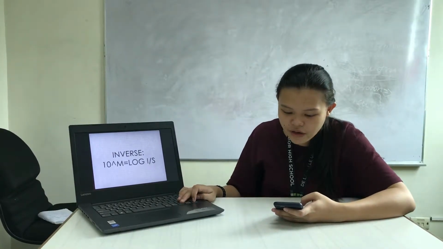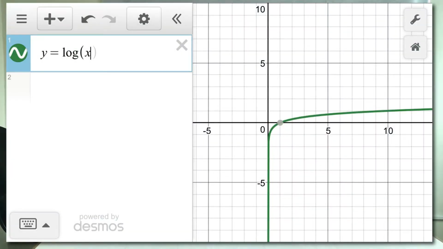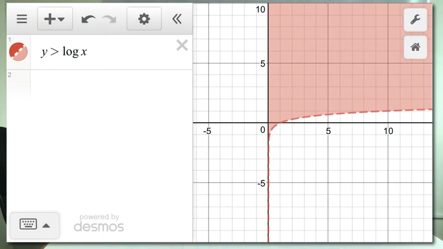The inverse was determined by getting the exponential form of the function, since the inverse of a logarithmic function is an exponential function. Here is the graph of the logarithmic function. Logarithmic functions have the asymptote x equals 0, given that no conditions are given. Here is the graph for when the equality is replaced by an inequality.